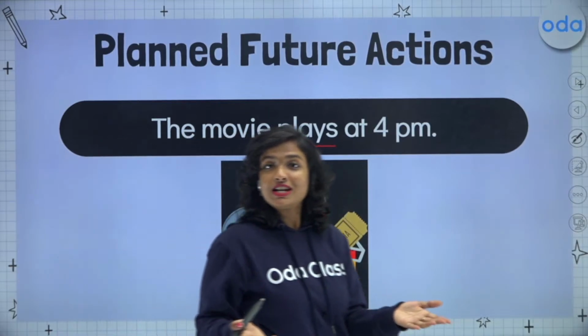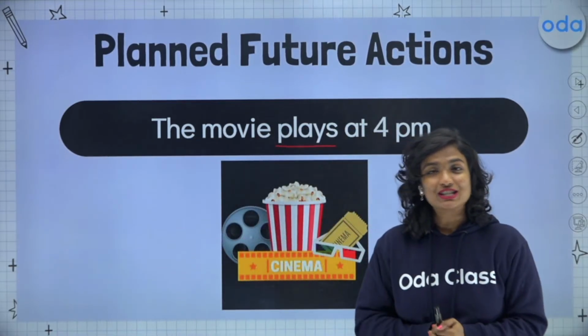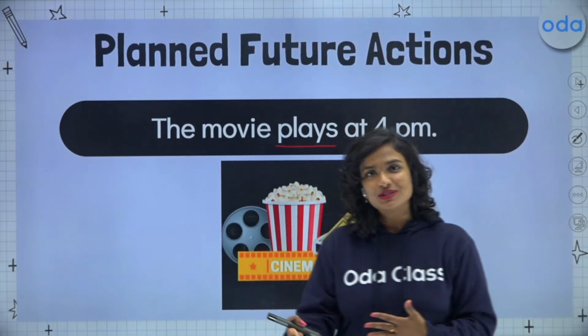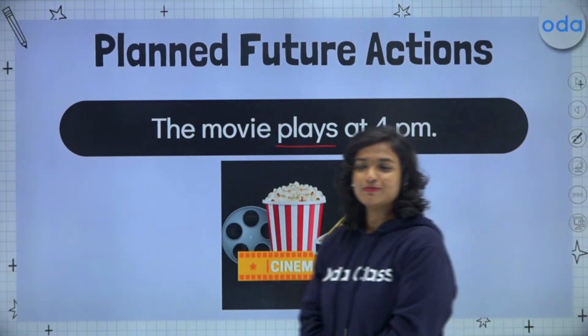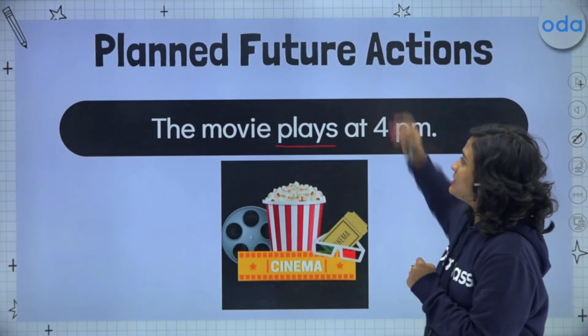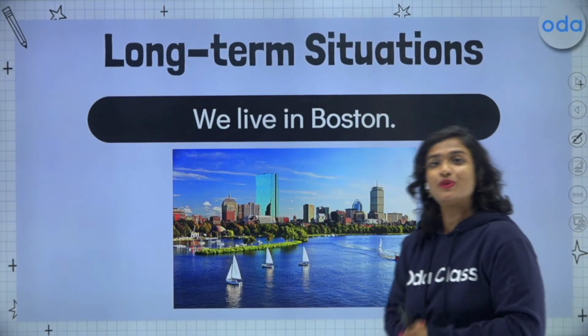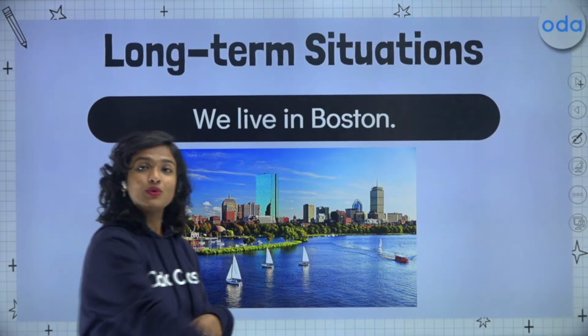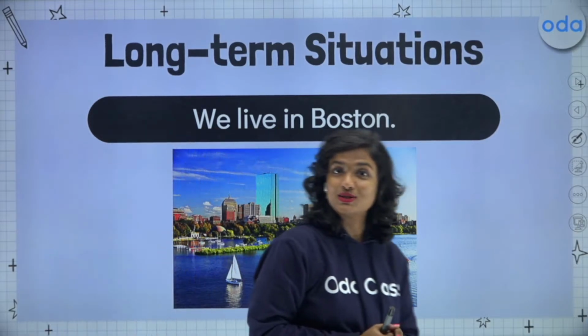The timing of the train or the timing of the movie is not going to change. So it is already planned, it's already scheduled, which is why we can use the simple present tense. And then our fourth use for the simple present tense, we have long-term situations, right? Things that are true right now and are going to be true in the distant future as well.